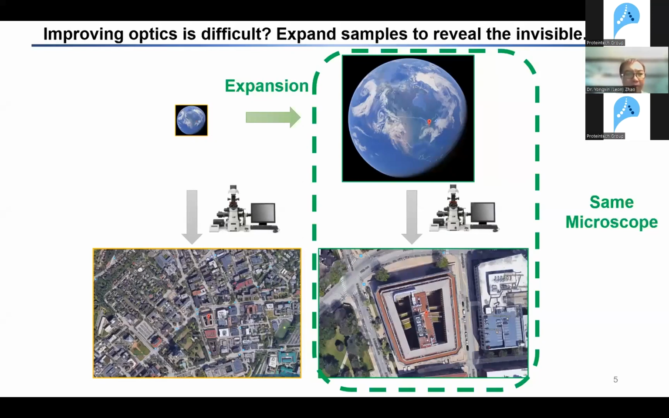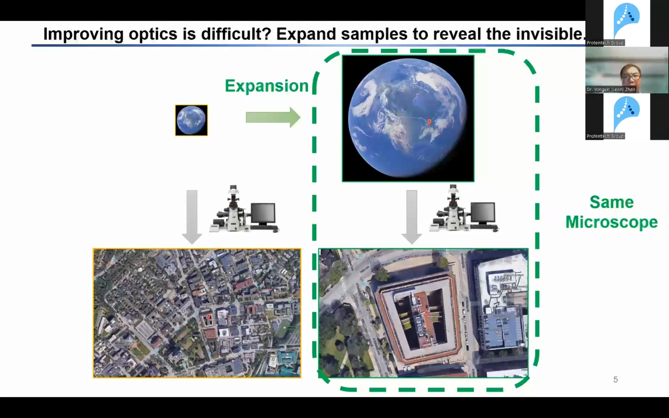Let's say our Earth is the target specimen, right, and then we try to use a diffraction-limited microscope to image, let's say, some of the cells. Let's say the Mellon Institute, that's where I'm working. You will see something like on the left panel, right? So you see a lot of cells. You locate the Mellon Institute, but you cannot see the details because of the resolution limits.